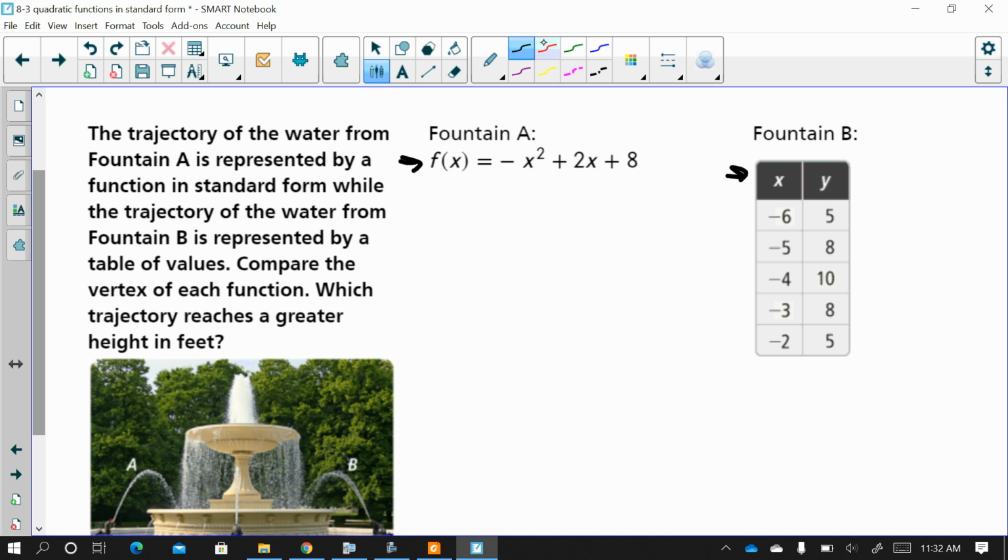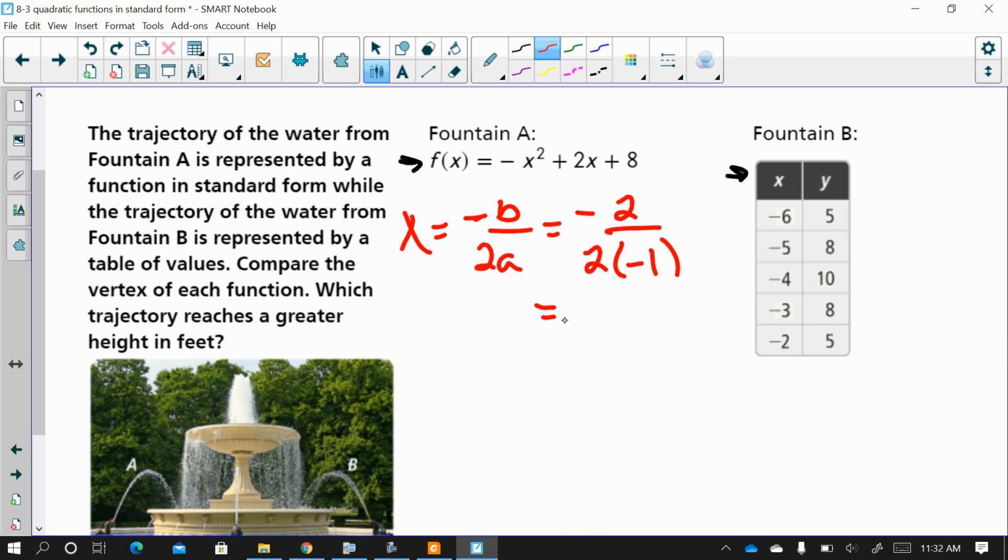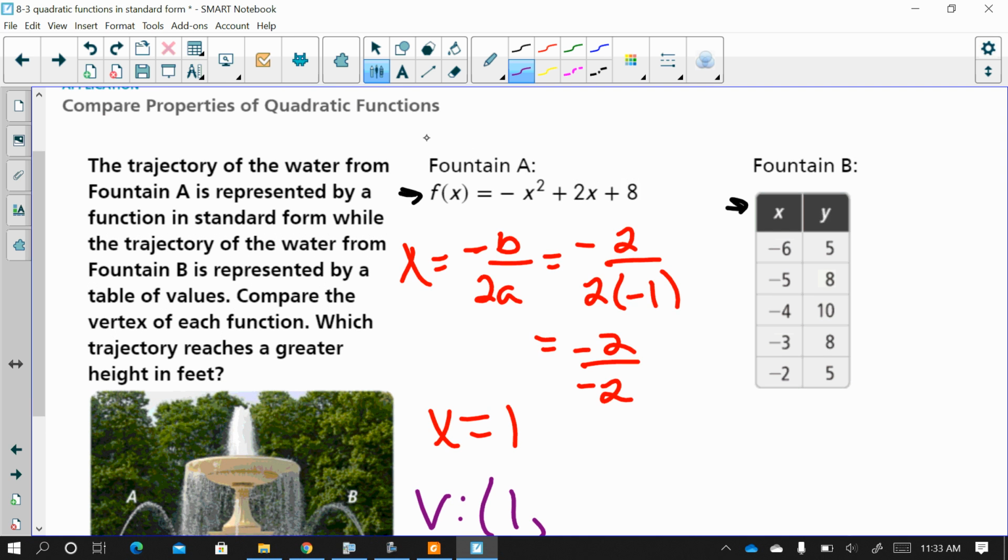Right, so fountain A, vertex. We've got to find the axis of symmetry. So x equals negative b over 2a. Negative b, b is 2, so it'd be negative 2 over 2 times a, which is negative 1. Negative 2 over negative 2, x equals 1. Okay, to find the vertex, I take that 1 and I plug it in for x. Okay, so this part you need to be careful. So it's negative 1 squared plus 2 times 1 plus 8.